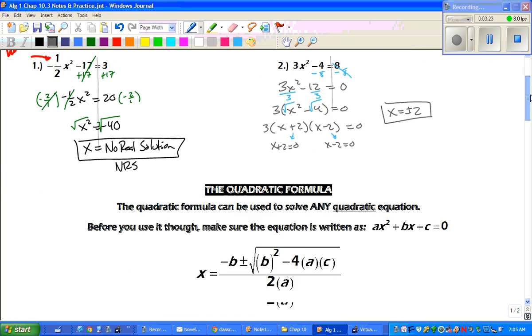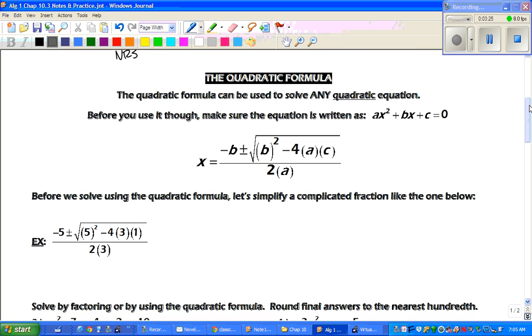Now, the quadratic formula. The quadratic formula can be used to solve any quadratic. Seriously, any quadratic you want. Now it's longer, just look at that equation. But before you use it, you have to make sure it's written as ax squared plus bx plus c, because you need to know what a, b, and c are. And we've done a really good job of writing that down for each problem.